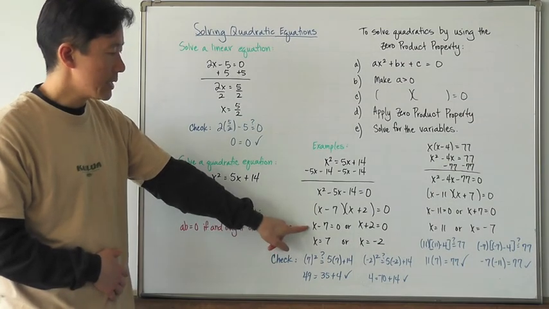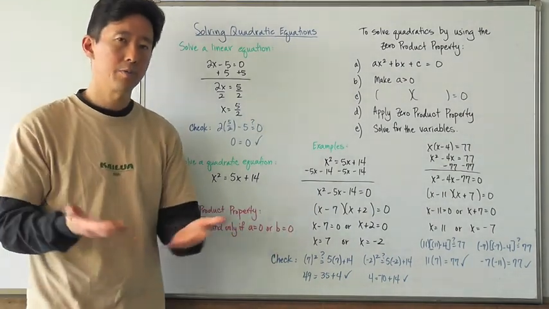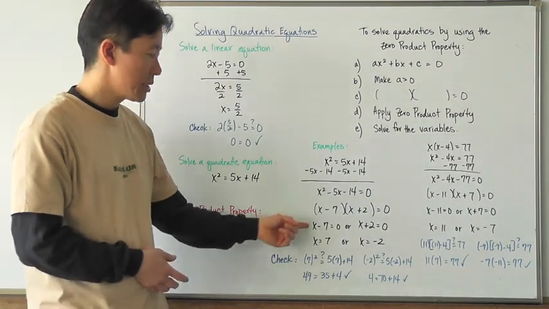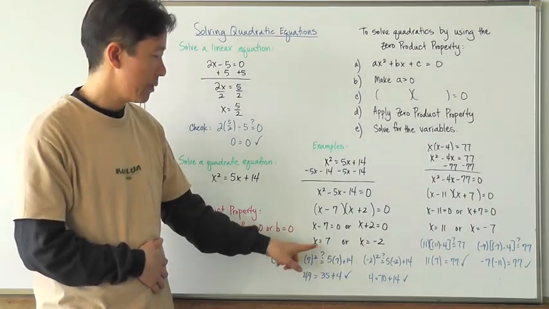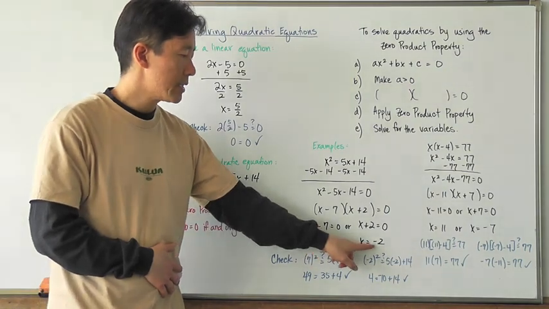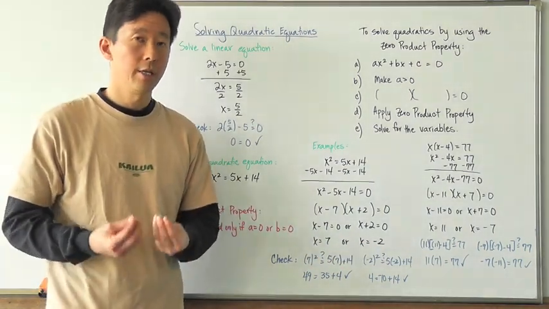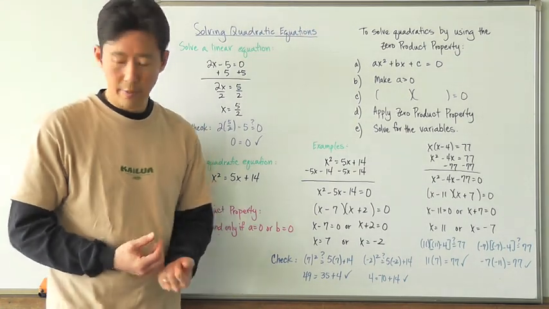Now, once we get to this step, I'm hoping that everybody recognizes, well, this is just a simple linear equation. And once you get a simple linear equation, you just solve for the variable, and voila, we get x is equal to 7, or x is equal to negative 2. Now, again, we want to be sure that those are in fact the solutions that we have.